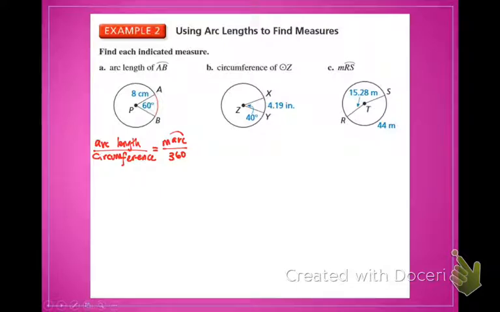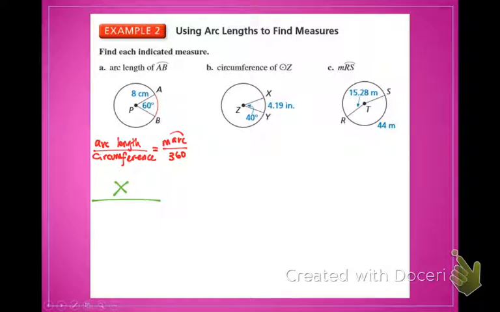All right, so on the first problem, I've already written the formula. What are we looking for in letter A? What does it say to find? The arc length. So, when we're filling in the formula, do you know the arc length? No, that's what we're finding. So you can write X, you can write A for arc length, you can write L for arc length. I don't care.